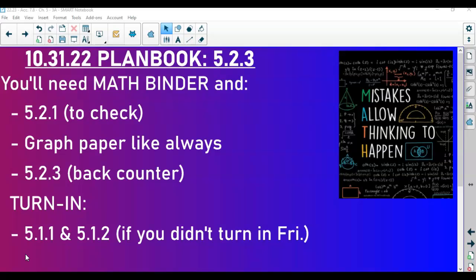Guys, if you look over at the board, which you should have already looked at to fill in your plan book, hint, hint, nudge, nudge, if you didn't fill in your plan book, you should do that. But chapter 5 is going to be over this week.